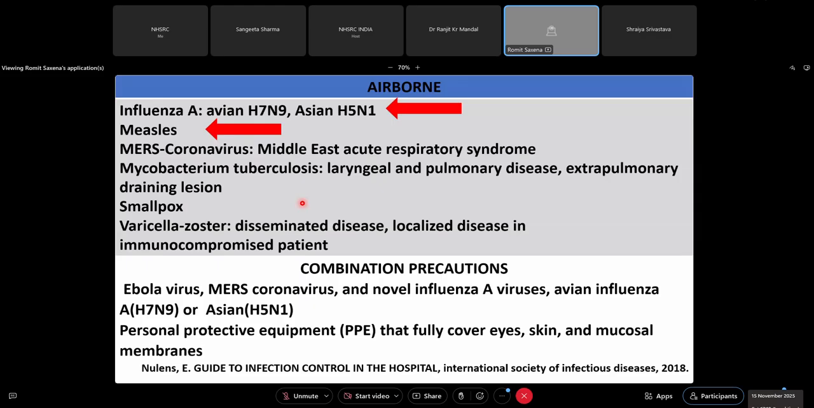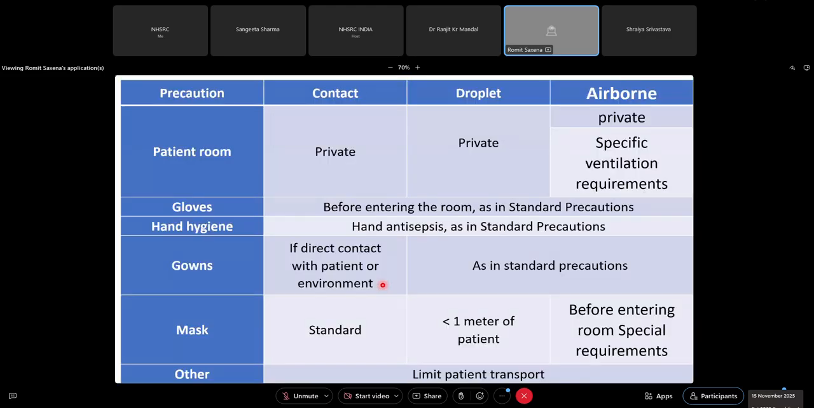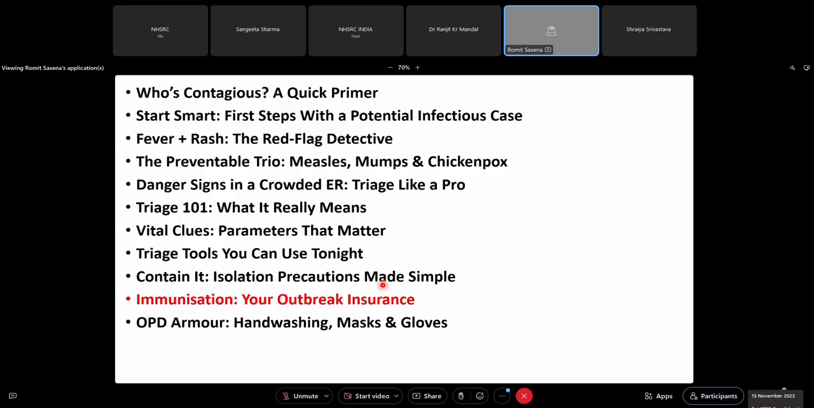A lot of these things are transmitted not just by airborne or droplet, they can be transmitted by contact precautions also. Things like influenza, all those things can be transmitted by fomites as well. So remember, identify how the transmission is happening and use the appropriate means to break the transmission cycle.